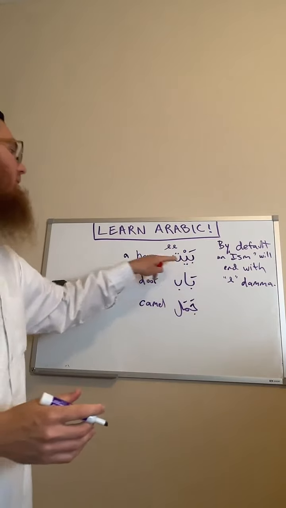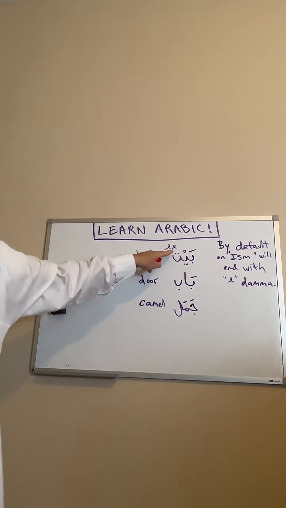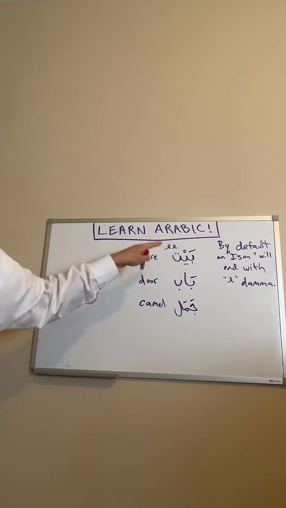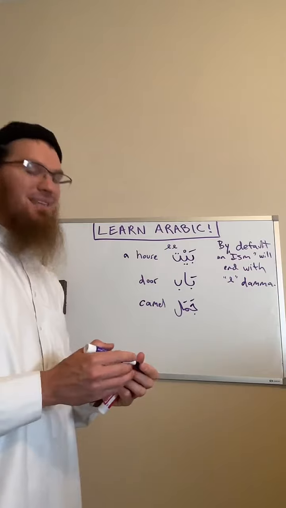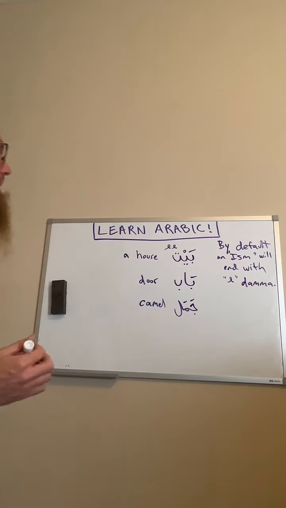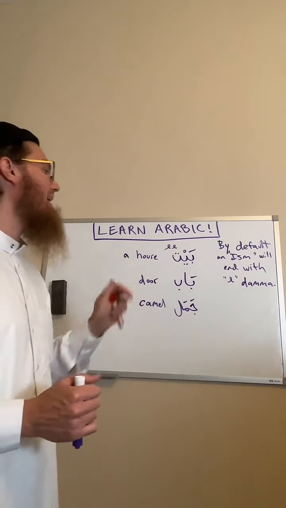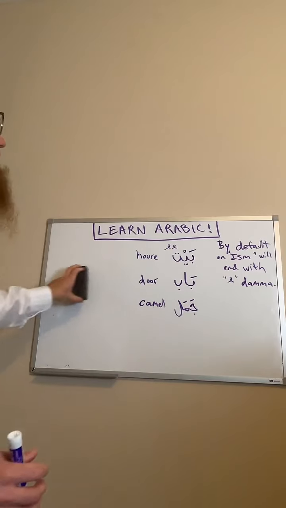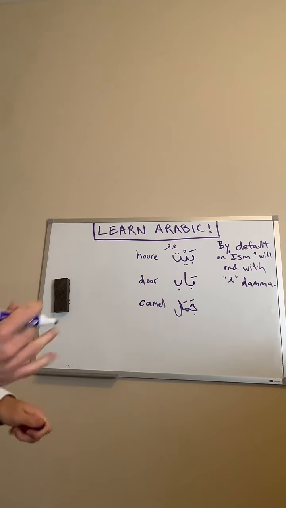So the significance of it ending with 2 here in this example is to make it indefinite. Okay, this makes it indefinite. This means a house. If I say baytun, I'm talking about a house. But what if I want to talk about a definite house? What if I want to say I'm going to the house?